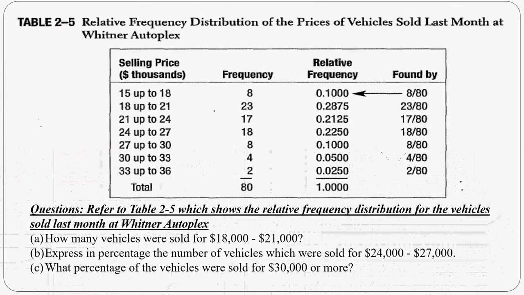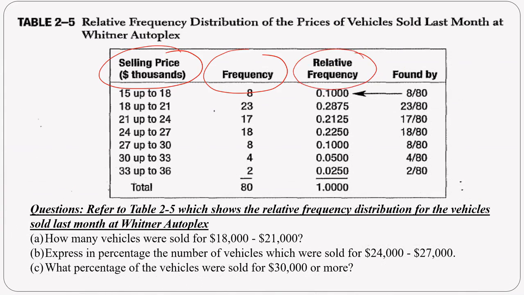So this is a question actually two, that is selling price and frequency will be given. We need to calculate the relative frequency. And three questions are given below. So how to find relative frequency? First, we have frequency 8. Then we need to make the total. The total is 80. So 8 divided by 80, it will be 0.1. That is the first answer. Similarly, second will be 23 divided by 80. So 0.2875. Like that, we need to calculate the relative frequency.